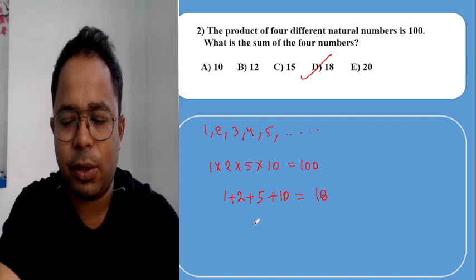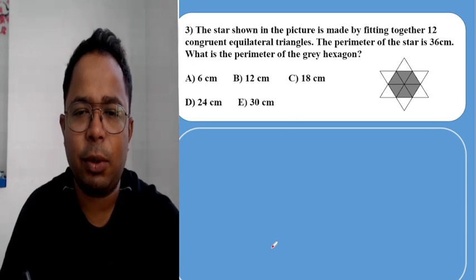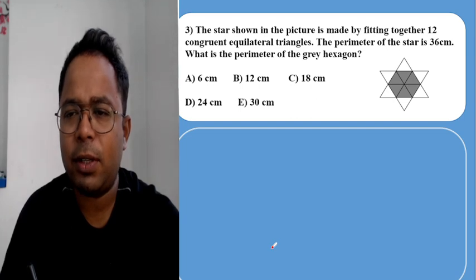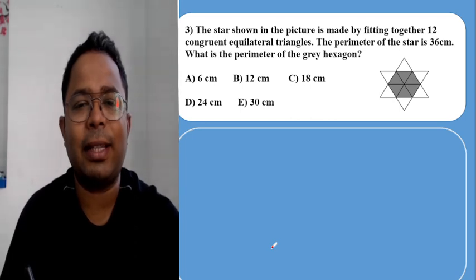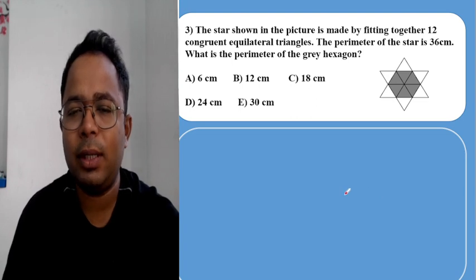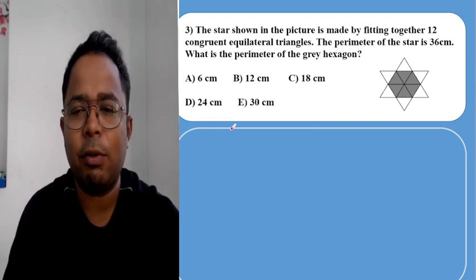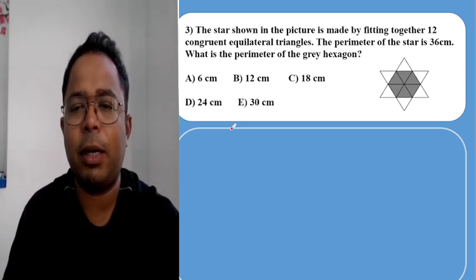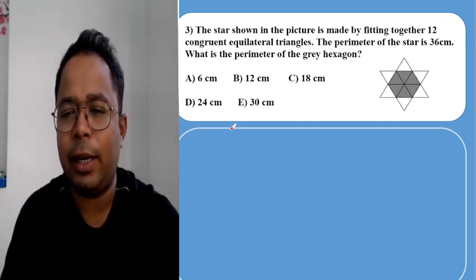Let's have another question. The star shown in the figure is made by fitting together 12 congruent equilateral triangles. Now the perimeter of the star is 36 centimeter. What is the perimeter of the gray hexagon? Congruent means they are equal size. All the equilateral triangles are of equal size.